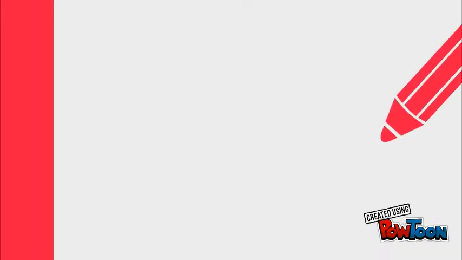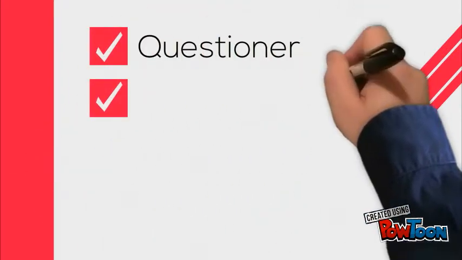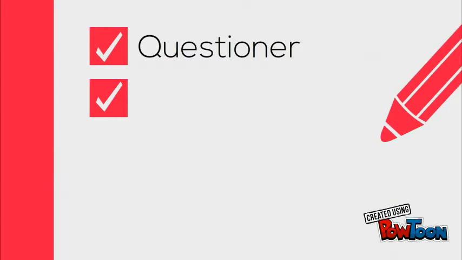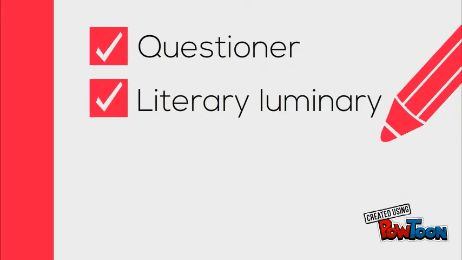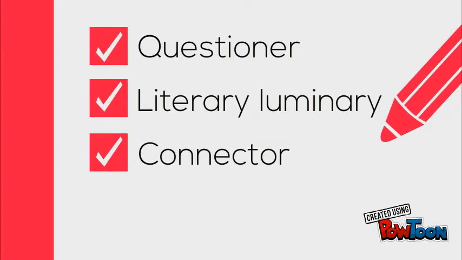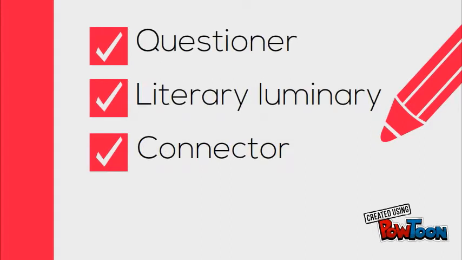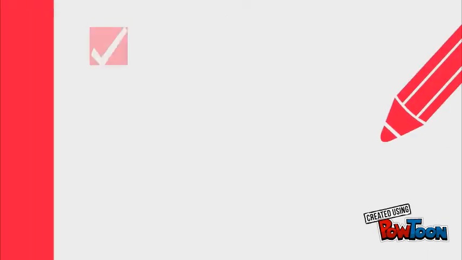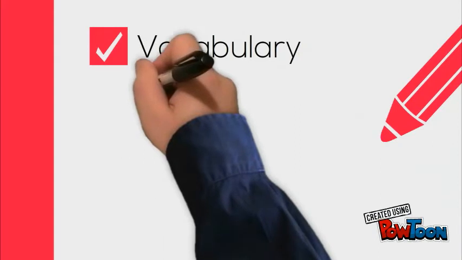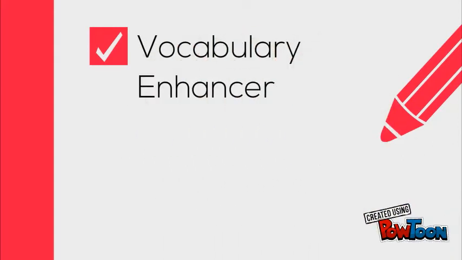A couple of the different group roles that you can assign students are questioner, where the student develops questions for the group to go over. Literary luminary, which locates passages that have a specific meaning. The connector, which makes connections between the book and the student's real life. The illustrator, which creates graphics. Vocabulary enhancer, which selects words that maybe they didn't know the meaning of or that they found interesting, and they share those with the group.